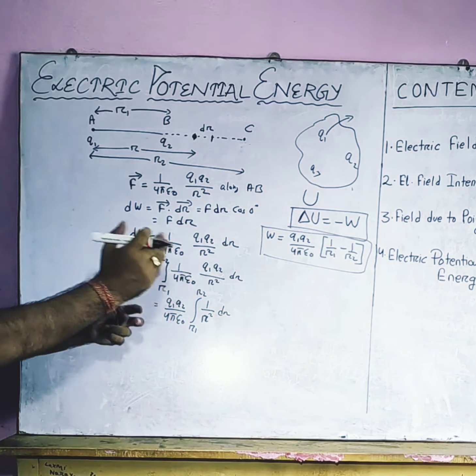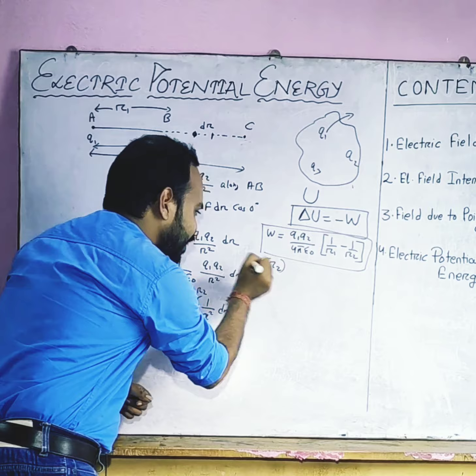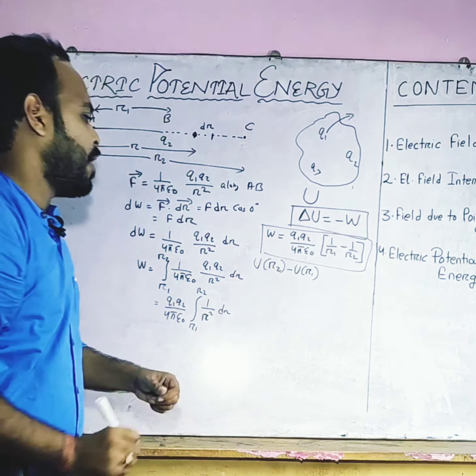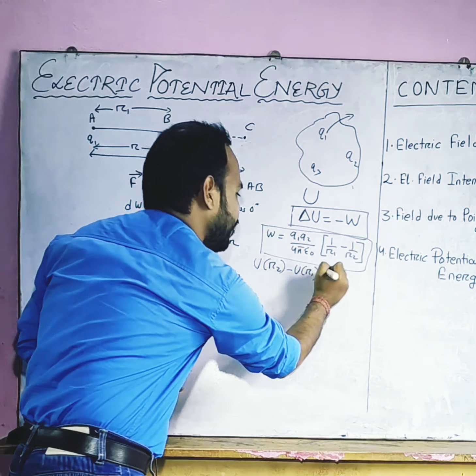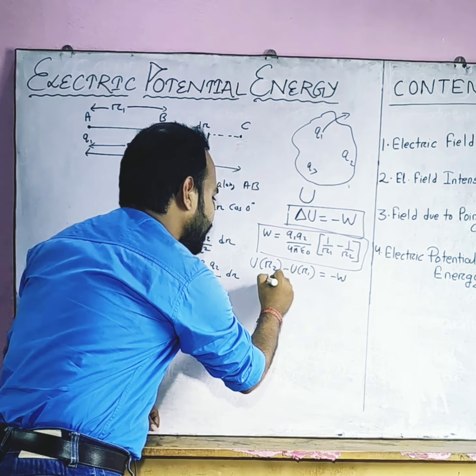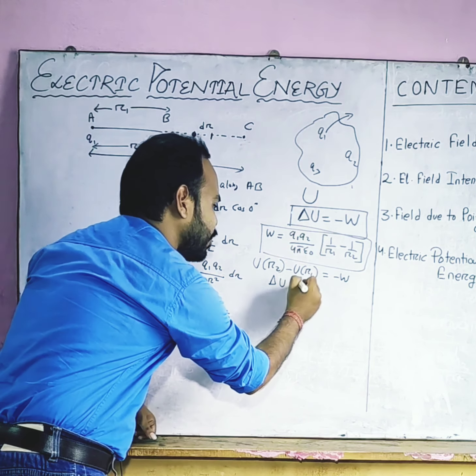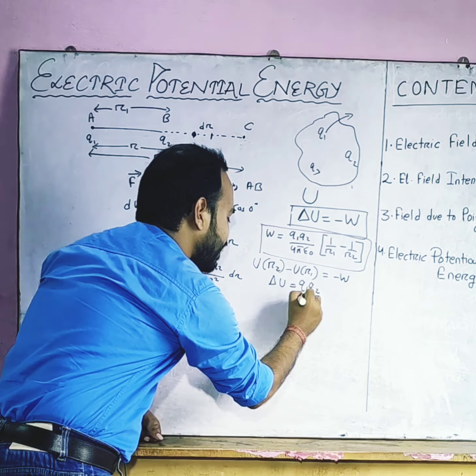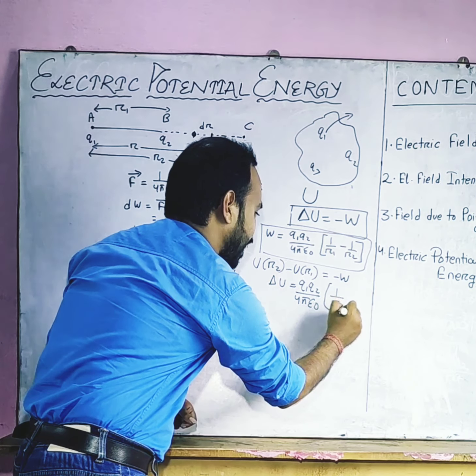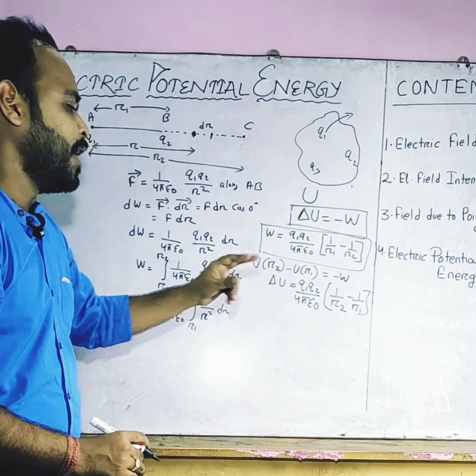Now the change in potential energy, that is, potential energy at position 2 minus potential energy at position 1, is given by the negative of work done. So delta U is the negative of work done. Our equation becomes Q1 Q2 divided by 4 pi epsilon 0 whole into 1 by R2 minus 1 by R1. So this is the change in potential energy.